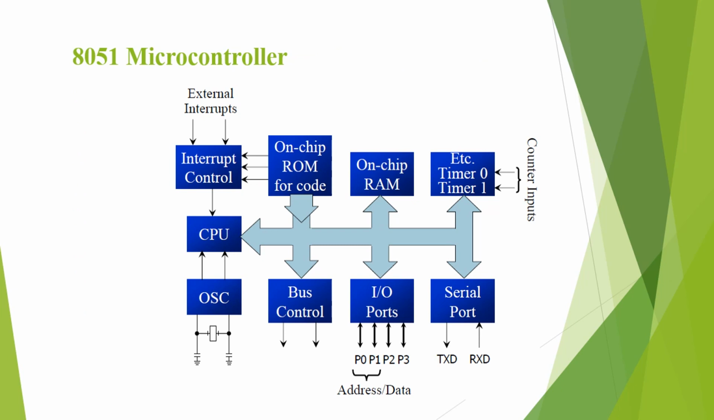So the block diagram shows the 8051 microcontroller having the necessary parts. We have the memory, RAM, ROM, we have the I/O ports, we have the communication port, serial port, we have the timer circuit, we have the interrupt circuit, we have the CPU, we have the oscillator circuit, external clock pulse generation.